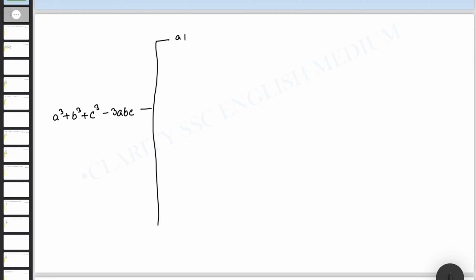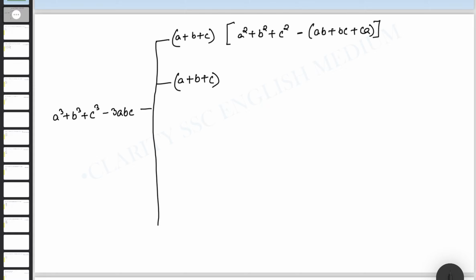The first one is a plus b plus c whole into a square plus b square plus c square minus ab plus bc plus ca. This is the first formula. And the second formula is a plus b plus c whole square minus thrice ab plus bc plus ca.